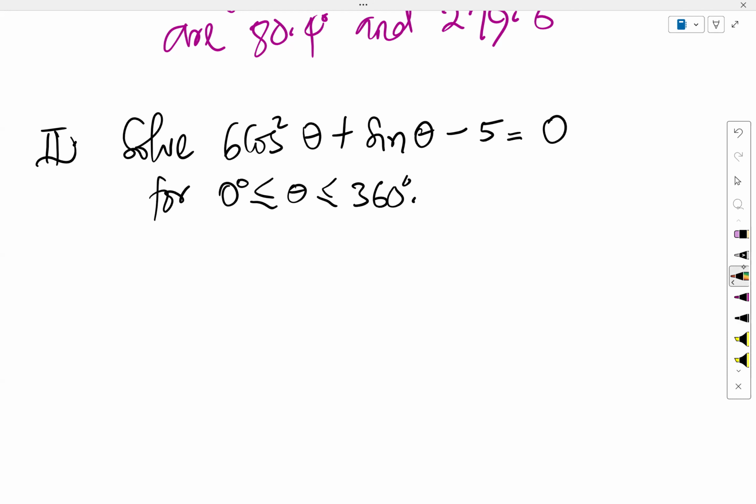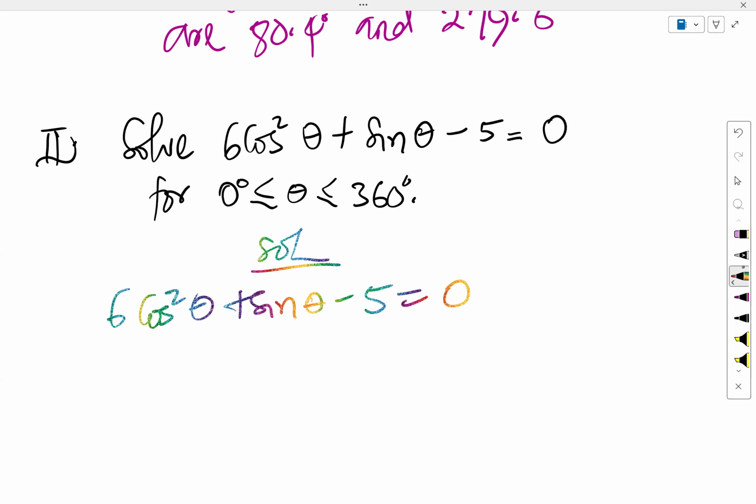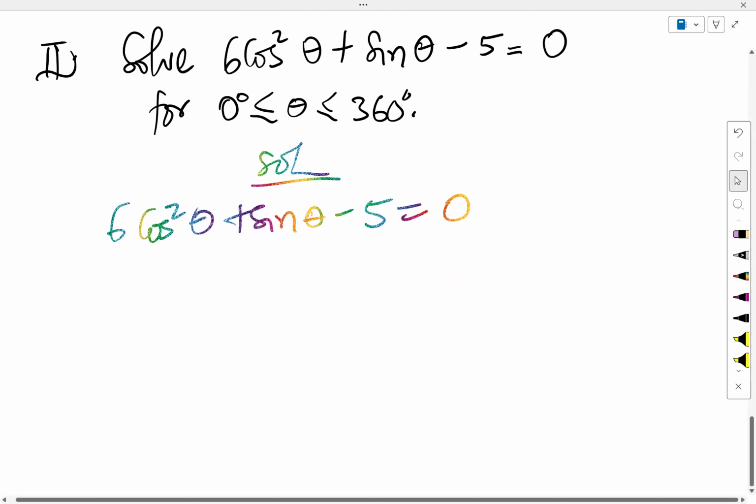So we go again. How do we take care of this? Of course, what we have is 6 cos squared theta plus sine theta minus 5 equals 0. Like I said already, the way to deal with this is to reduce the equation to a level where you have just sine or cos or tan, so that you can find theta on its own. So let's see how we can deal with this.